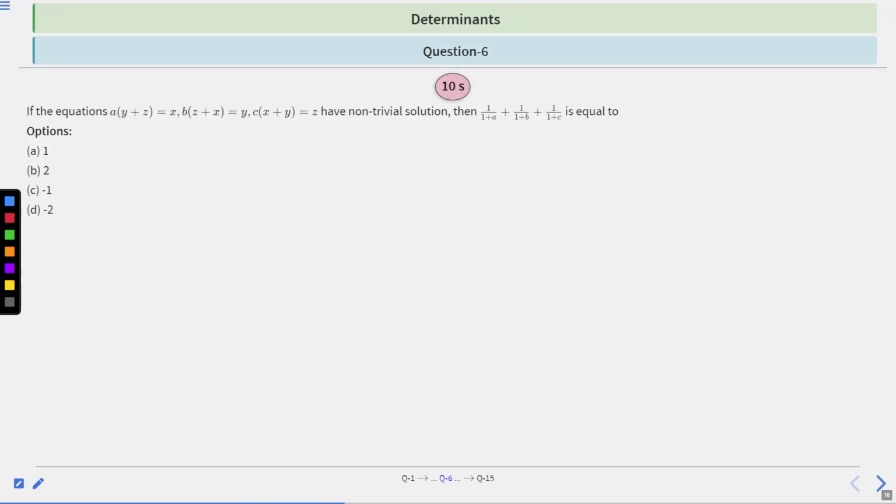Okay, let's move to the next question. Question number 6. If the equations a into y plus z is equal to x, b into z plus x equal to y, c into x plus y is equal to z have non-trivial solutions, right? Then calculate 1 by 1 plus a plus 1 by 1 plus b plus 1 by 1 plus c. So you have 10 seconds to solve this question. After 10 seconds, we will discuss the solution.